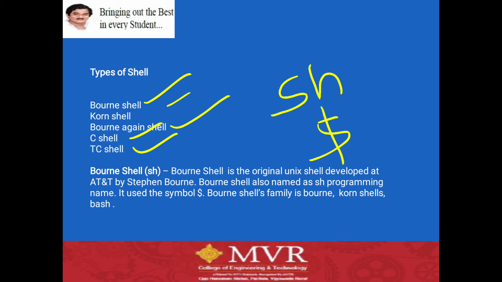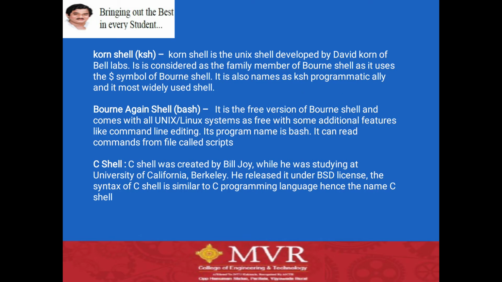Okay, and this Bourne shell has a little bit of history: it comprises 3 shells. We will call it the Bourne family. So the Bourne shell, Korn shell, and Bourne Again shell, all 3 shells belong to the same Bourne shell family. Then we'll go to the next shell, that is the Korn shell.